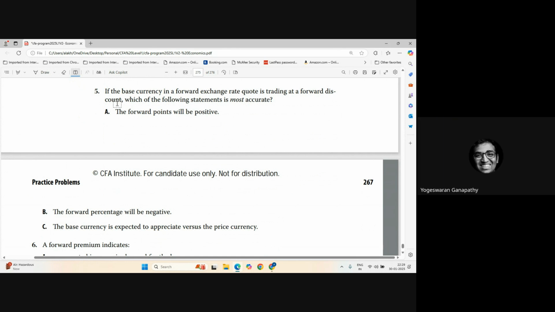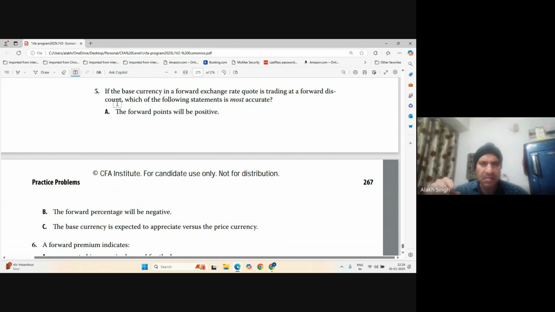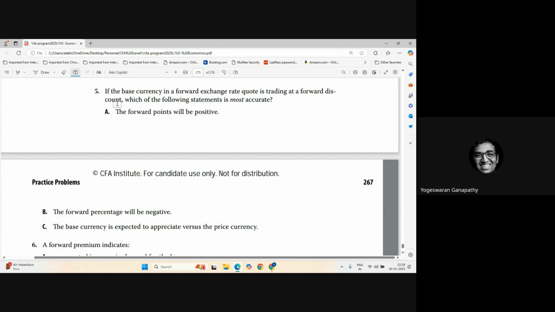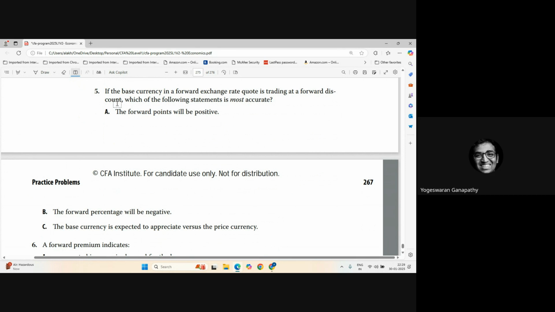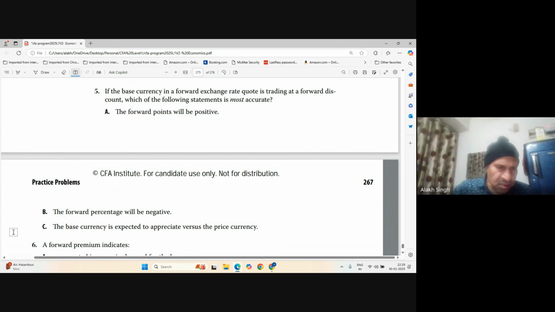Sir, if it is trading at a discount now, then to equalize, its value has to increase. The spot rate is higher than the forward. Okay, sir. So then it has to depreciate. Yes. Okay. So B is the answer.